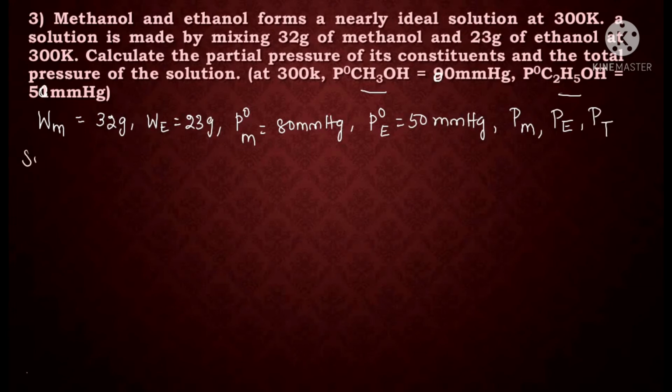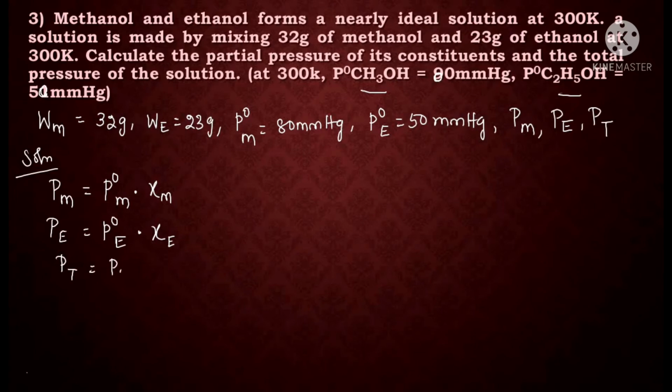So let us write the solution, right? PM, that is partial vapor pressure of methanol, is equal to the vapor pressure of methanol in pure state into the mole fraction of methanol. Okay, and the next formula is the partial vapor pressure of ethanol is equal to the vapor pressure of ethanol in the pure state into the mole fraction of ethanol. And how to calculate the total pressure? Total pressure is equal to PM plus PE. Okay, so these are the formulas. Now we should substitute all the values and find out the answer. Okay, students, we shall find out.